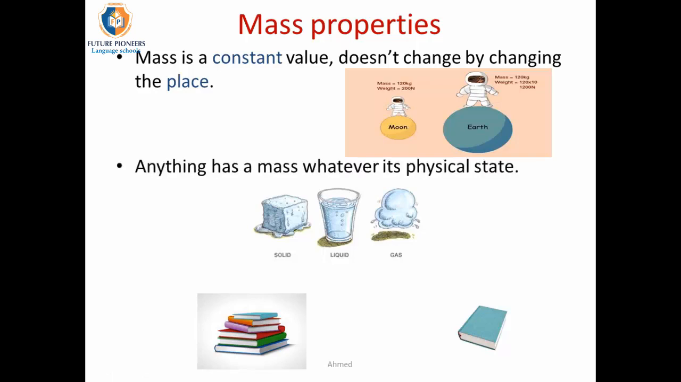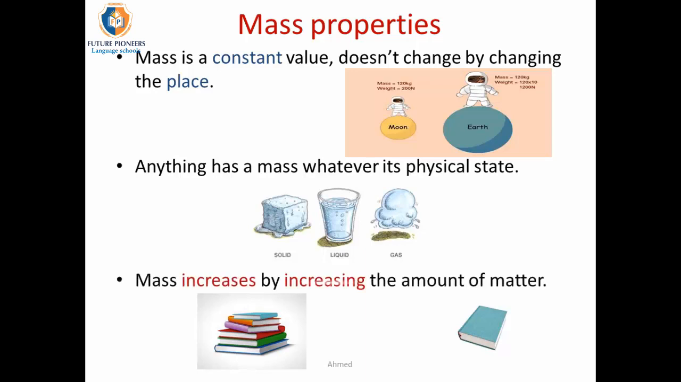Second, anything has a mass, whatever its physical state. There are 3 states of matter, which are solid, liquid, and gas. In the following figure, there is a piece of ice in case of solid state, and liquid water and water vapor. All of them have a mass, okay? And the mass doesn't change by changing the place, and anything has a mass, whatever its physical state.